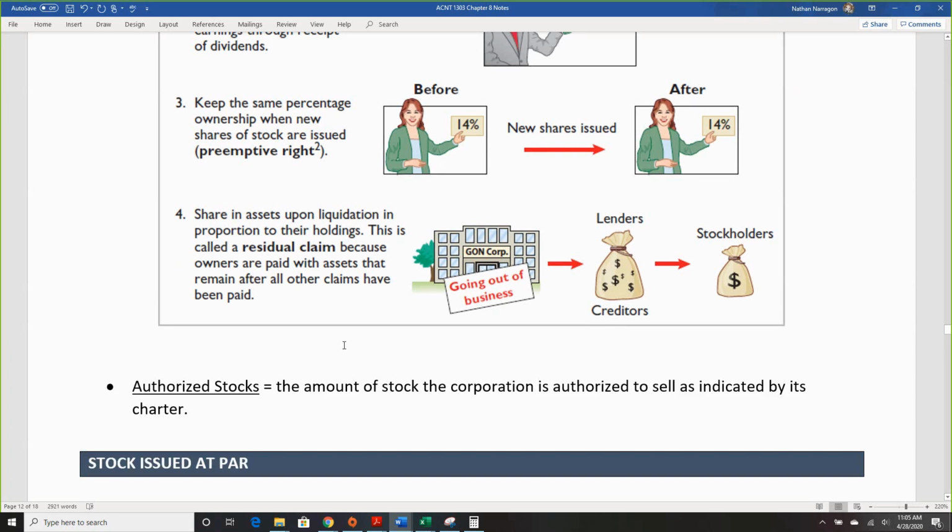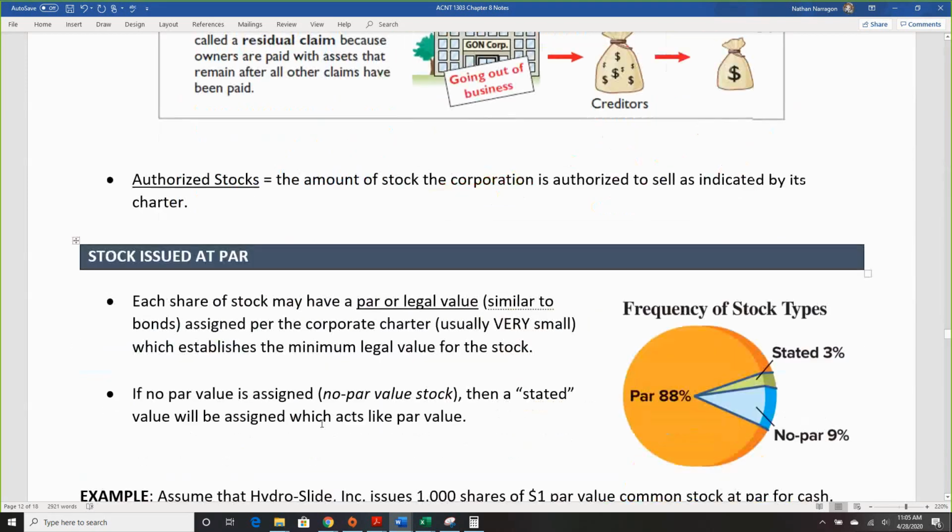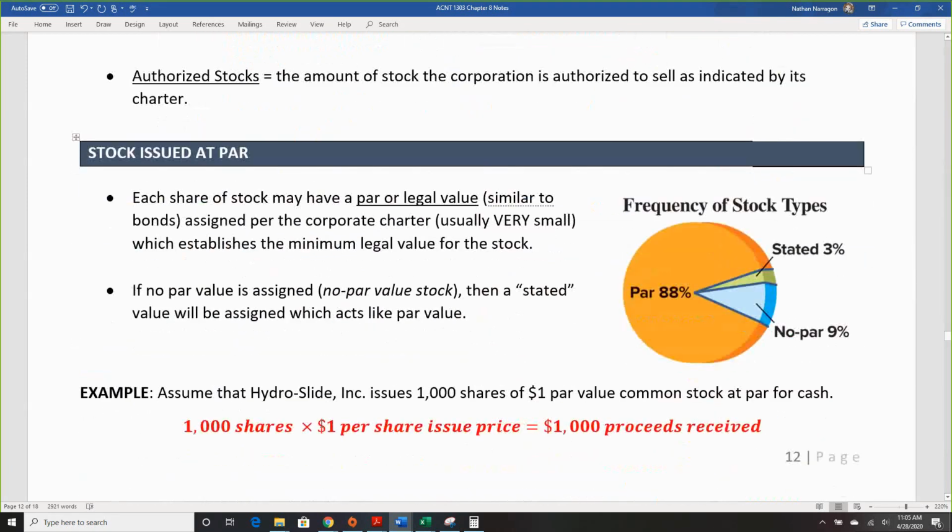So the book's going to give you a quick definition of authorized shares, and this is basically shares that the corporation says they're going to issue out, or how many shares they have, when they create what they call a corporate charter. That's the definition, authorized shares, stock. Like a little bullet point. So important. Okay.